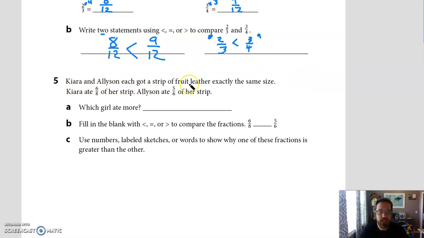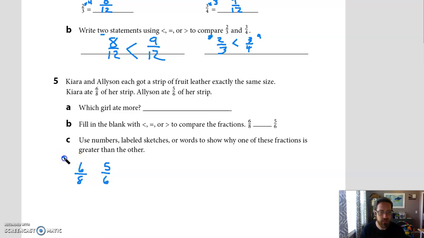Kiara and Allison each got a strip of fruit leather exactly the same size. Kiara ate 6/8 of her strip. Allison ate 5/6 of her strip. Which girl ate more? So that's a really simple way. It's just asking you to compare the fractions. So again, 6/8 comparing to 5/6. It's saying which one is more.